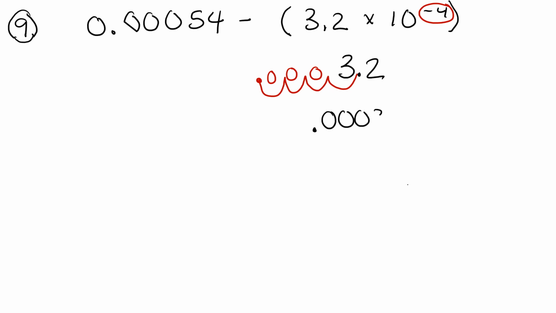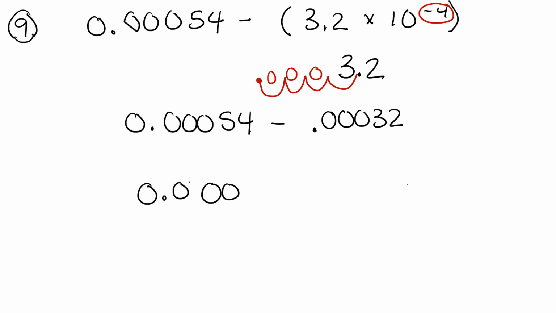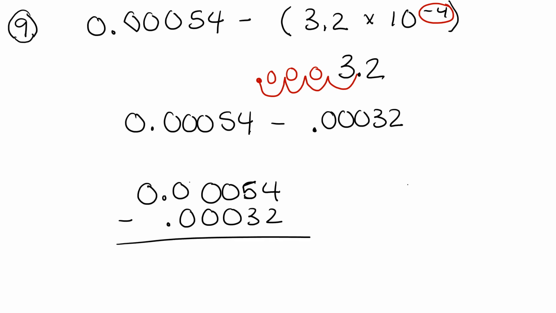And rewrite that answer more clearly, 0.00032. And we're going to subtract that from the original number, 0.00054. We're going to line up our decimal points in a straight line and subtract. 4 minus 2 is going to give us 2. 5 minus 3 is going to give us 2. Our zeros subtract straight down along with our decimal point.